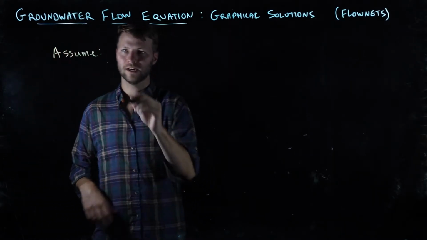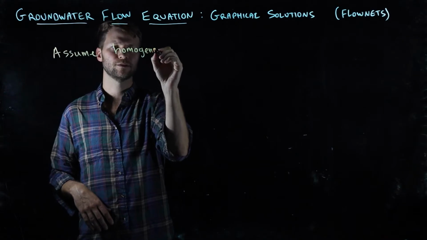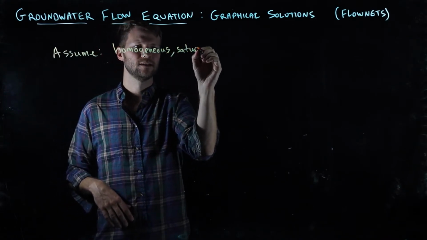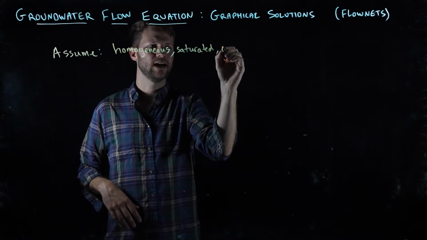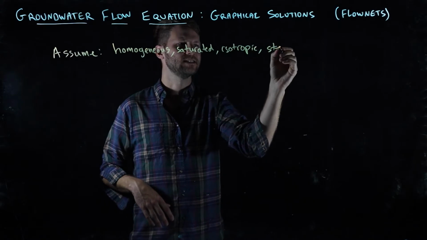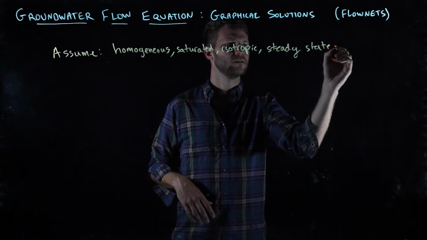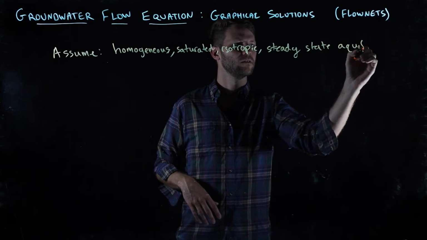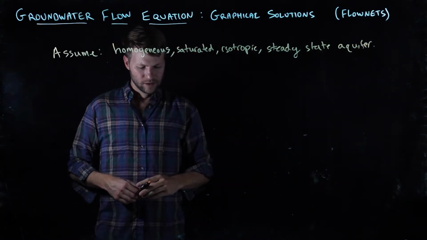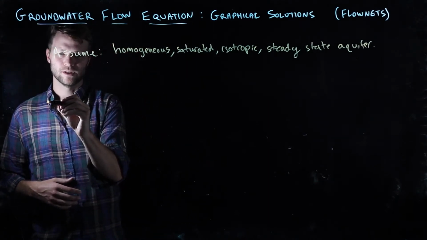Let's assume that we're talking about homogeneous flow, or a homogeneous aquifer. It's going to be totally saturated. It's isotropic, and it's a steady state aquifer. Okay, if this is true, then we know some things, and we're going to make some rules here.